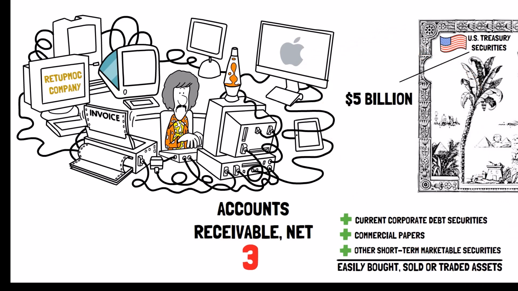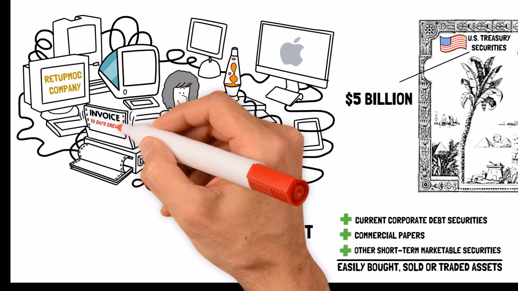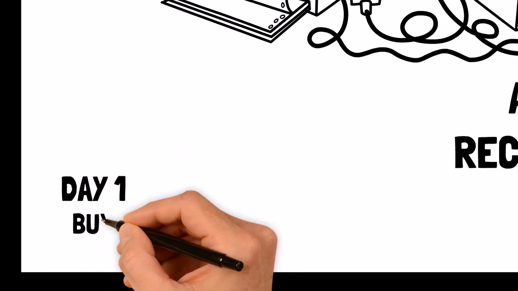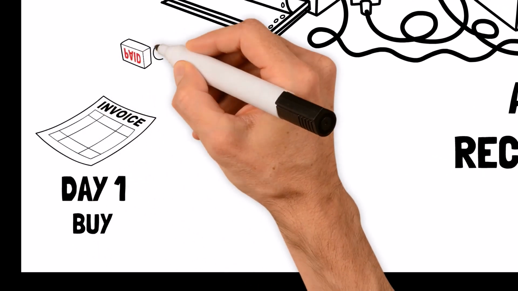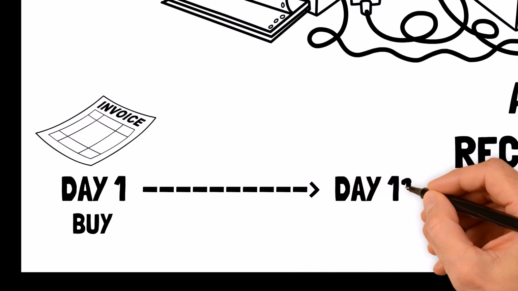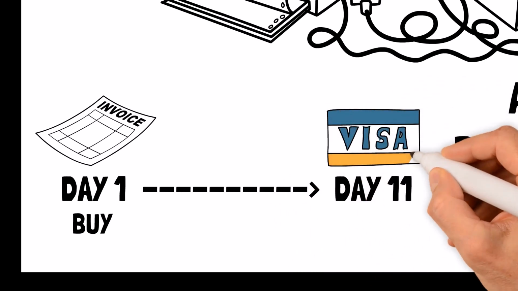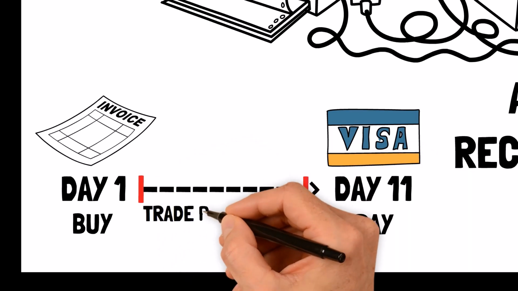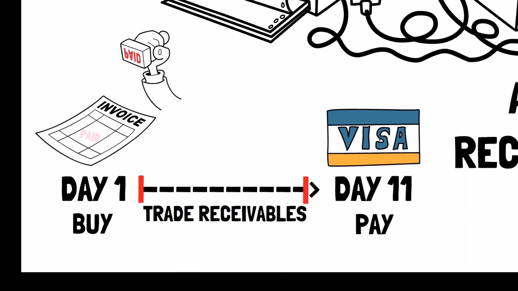The customer, the IT company, received 10 days credit to pay the invoice. So, if the customer buys the product on day 1 but waits 10 days to pay on day 11, the gap between when the products were sold and when the business receives the payment represents the trade receivables.